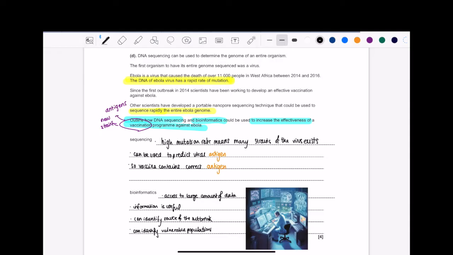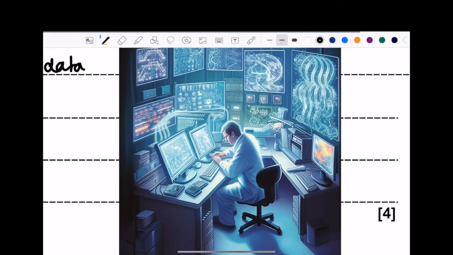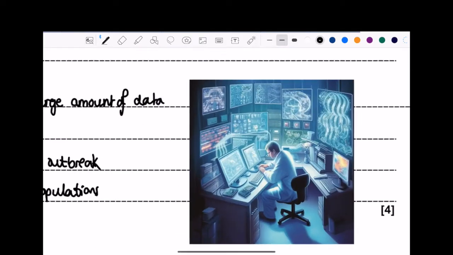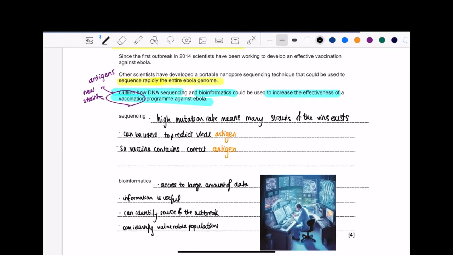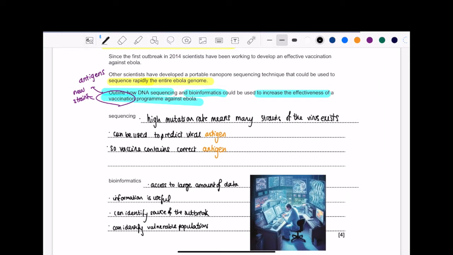So what is DNA sequencing? I would think back to my notes. What is bioinformatics? I would think back to my notes. There's a lot of misconception with bioinformatics. Either you know it or you don't. And if you don't know it, this is a great way to think about it. You have a bunch of data, so much data, so much analysis, and so many people working on the information, the data that they have, and they can use it for useful things. It's just like an image, if you need one to try and imagine what bioinformatics is.